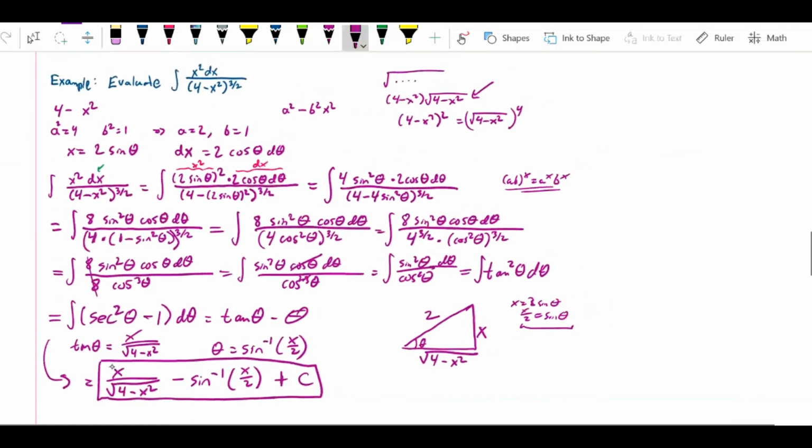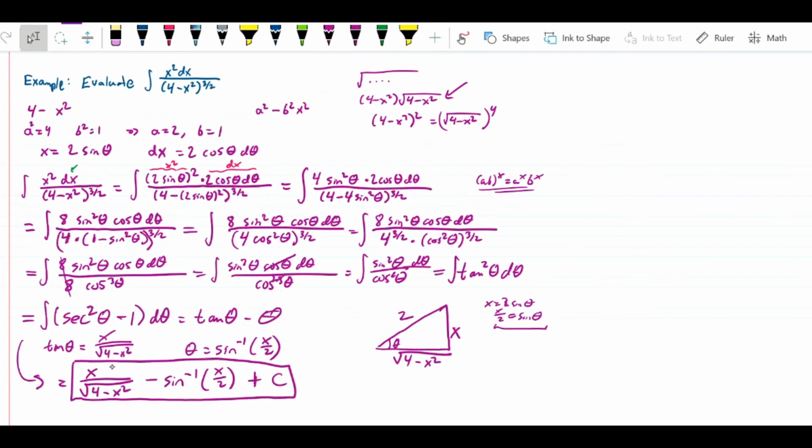So there we go. That's how you evaluate the integral of x squared dx over the square root of 4 minus x squared to the 3/2.